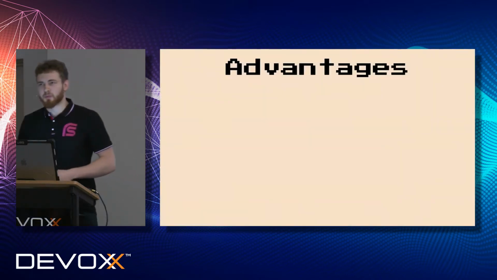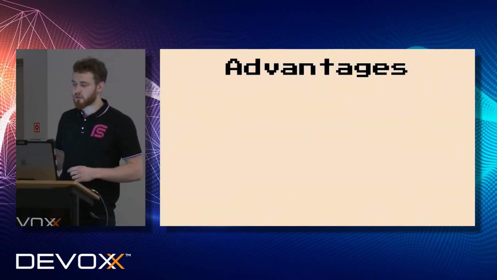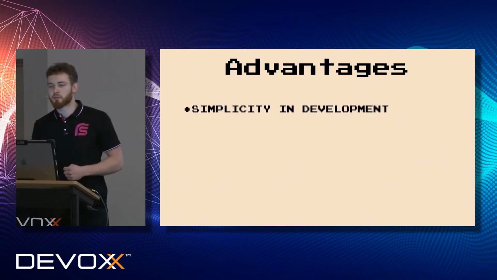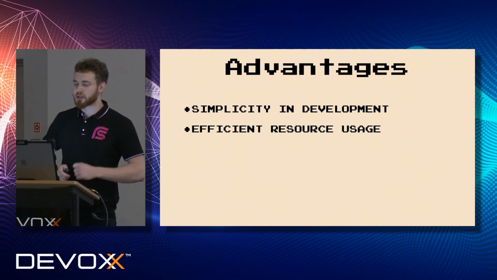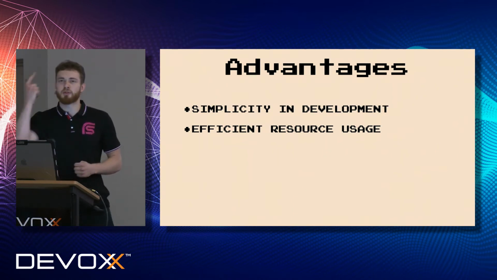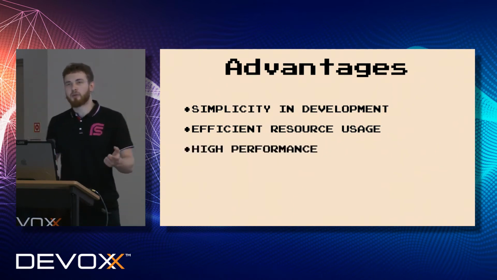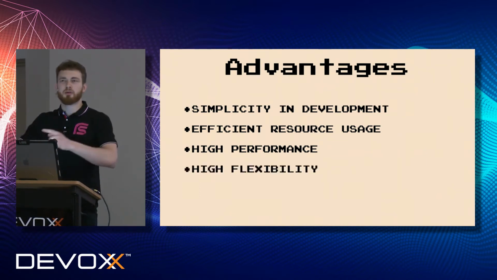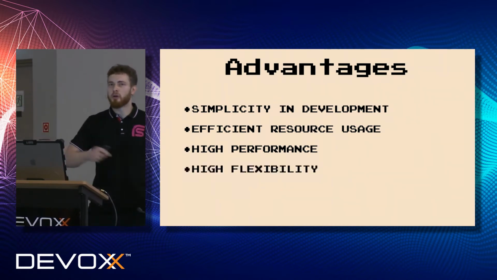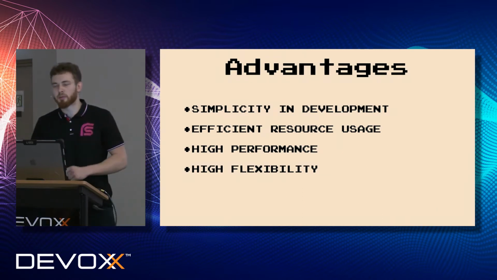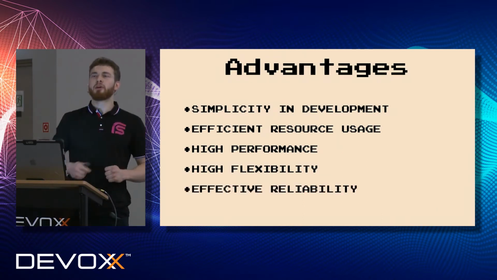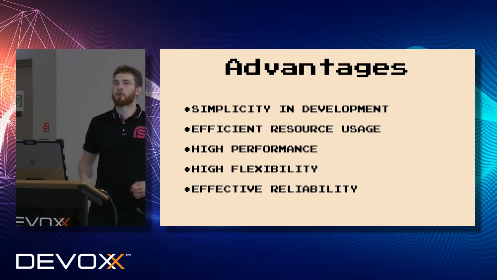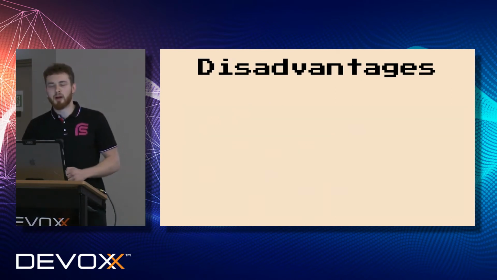All right, so to summarize the main advantages of RSocket. First of all, simplicity in development, integration with Spring and with RPC and like gRPC and protobuf. Efficient resource usage, one connection. High performance because binary data sending. High flexibility because you can do request response, request streaming, and all kind of normal communication in your applications. And there is really effective reliability because you have real backpressure propagation through the whole of pipeline.